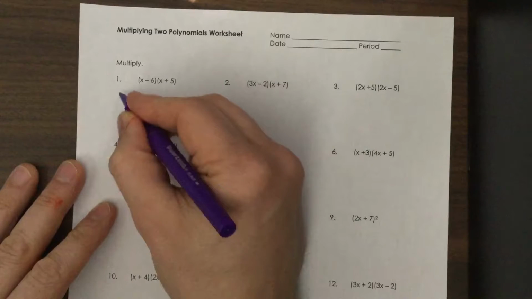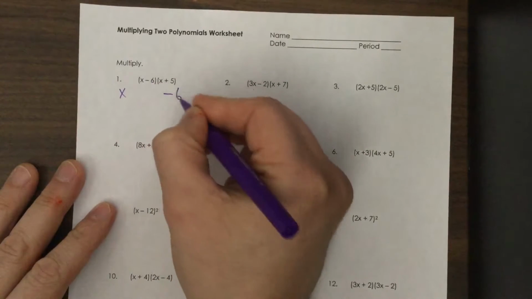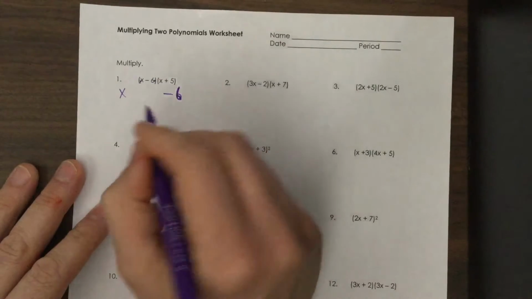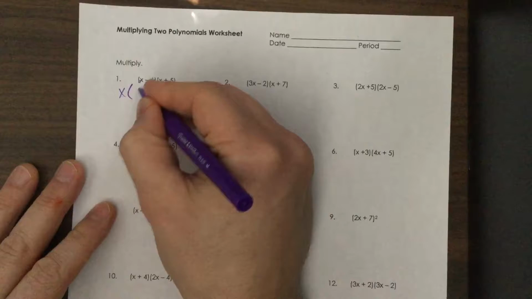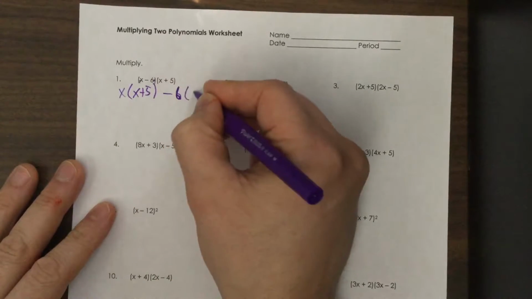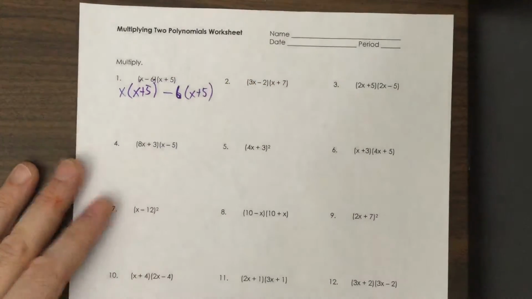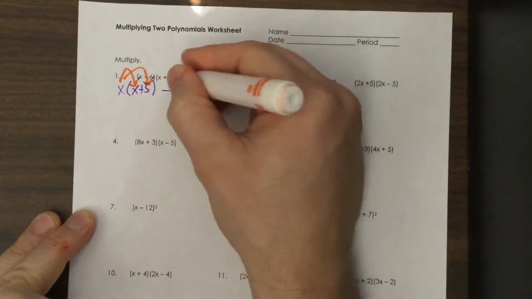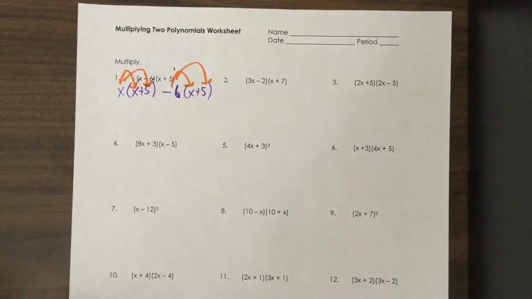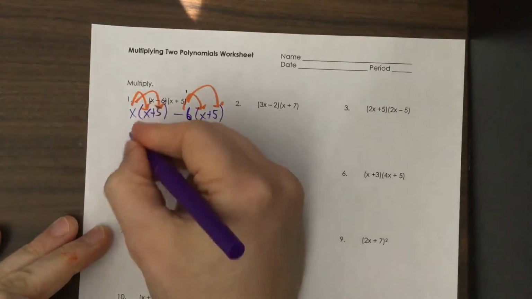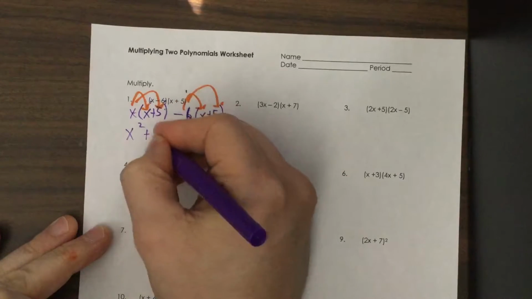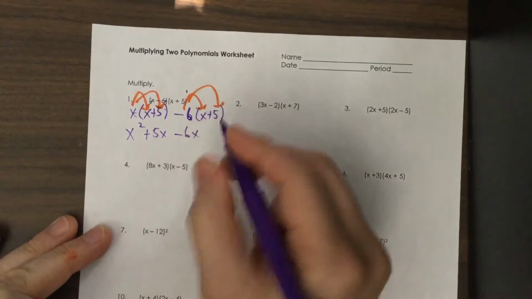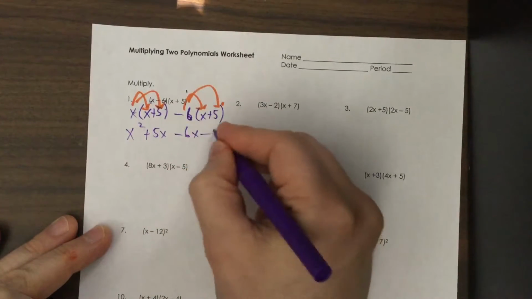So I need to split the first binomial, made out of two terms, x and minus 6. Then I write the second binomial twice, x plus 5 in parentheses, x plus 5 in parentheses. I distribute here, and I distribute here and here. Two different distribute parts. X times x, x squared, x times 5, 5x. Now this one, negative 6 times x, negative 6x. Negative 6 times 5 is negative 30.